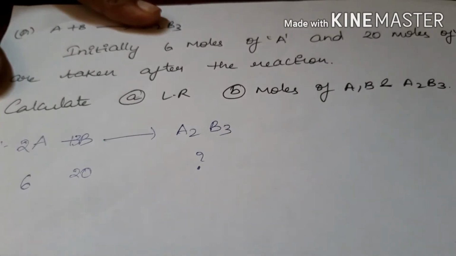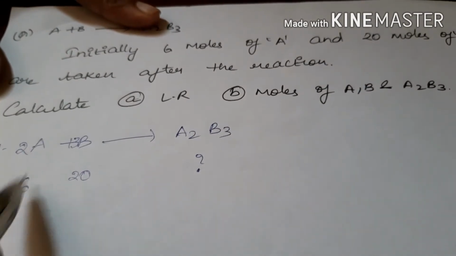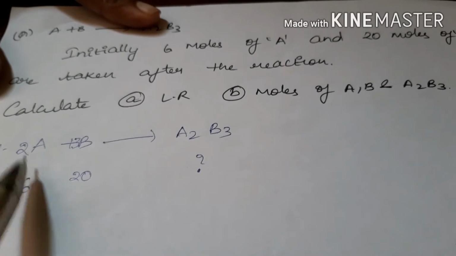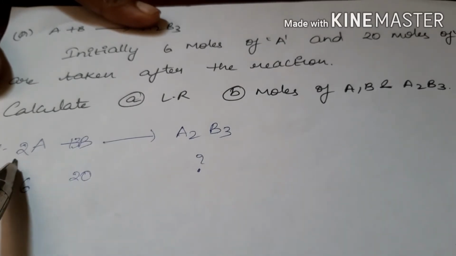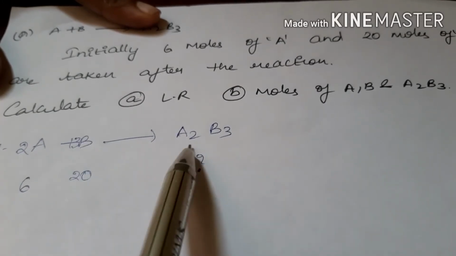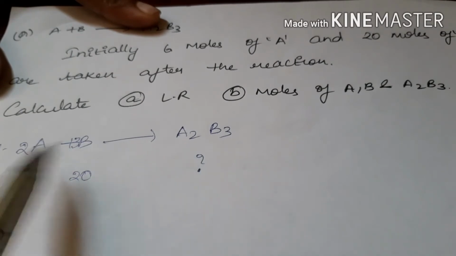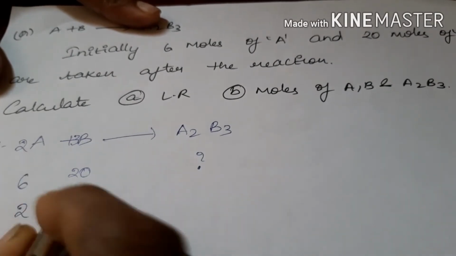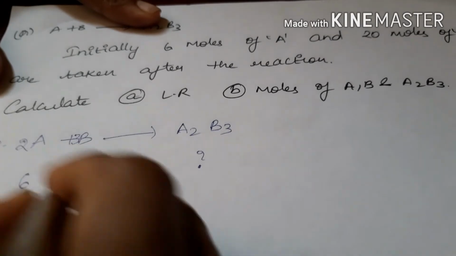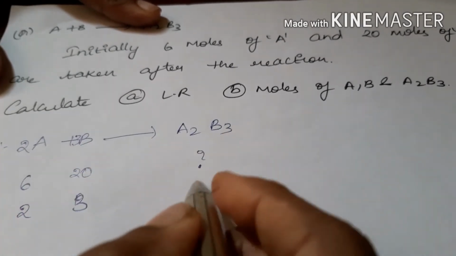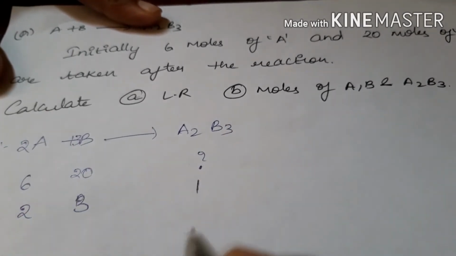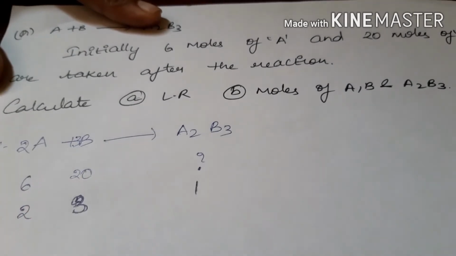Second trick is, write down the stoichiometric coefficient. Here the number before A, the number before B, and the number before A2B3 is nothing but the stoichiometric coefficient. 2 for A, 3 for B, and 1 for A2B3. These are the stoichiometric coefficients.